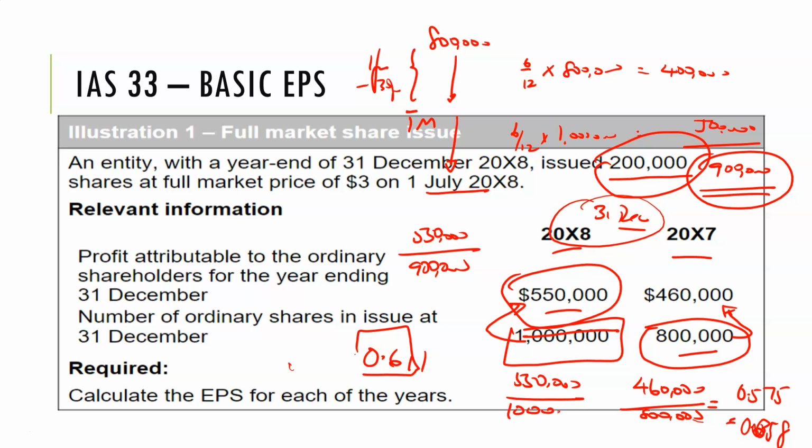And that's how we calculate EPS, and that's how we deal with weighted average. We always do weighted average when we have new issues. Really important. Weighted average over the time period. That's important to do.